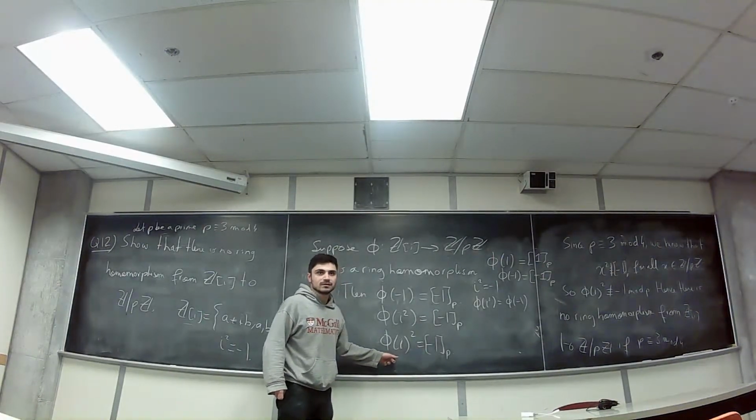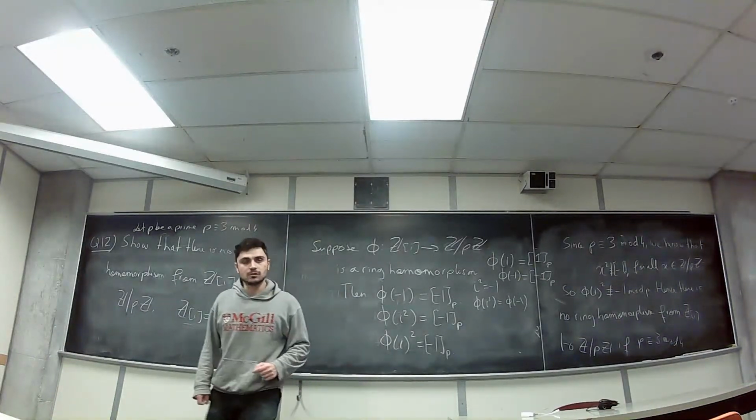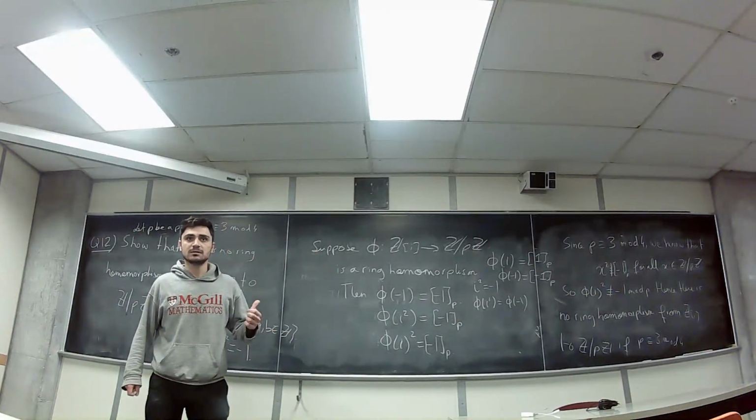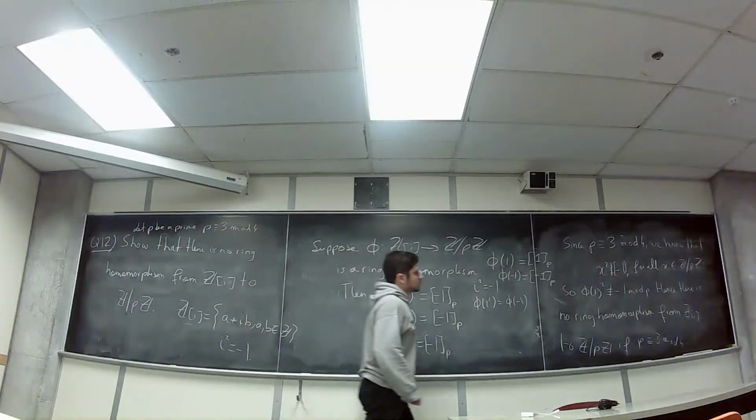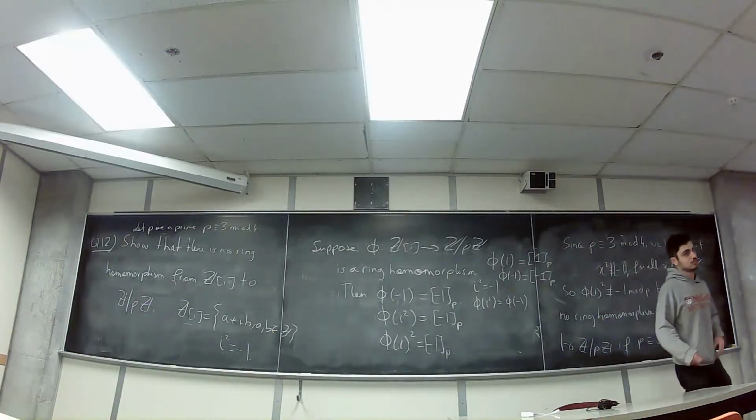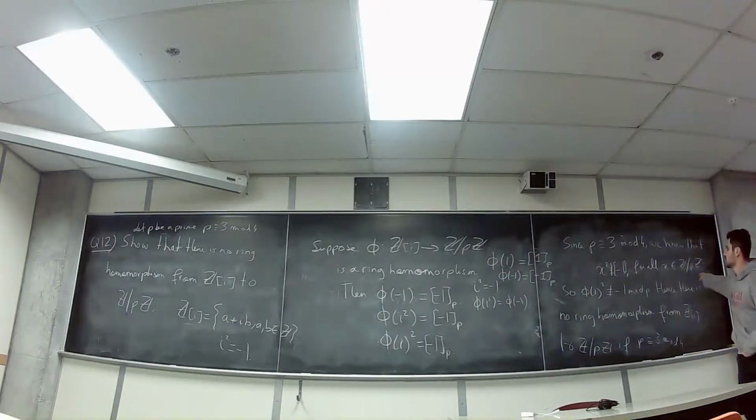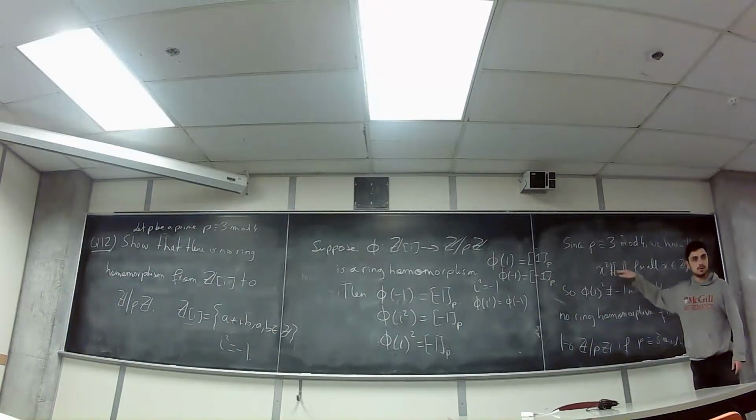P will not divide 5i, right? Because if P divided, then 5i would be 0. So X squared has no solution mod P, even if X is 0, right? For all X in Z mod P, 0 squared is congruent to 0. It's not congruent to -1 also. Okay?